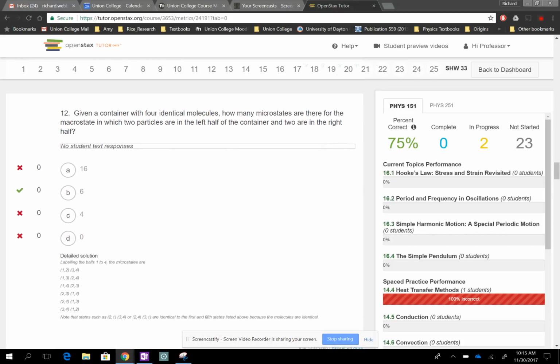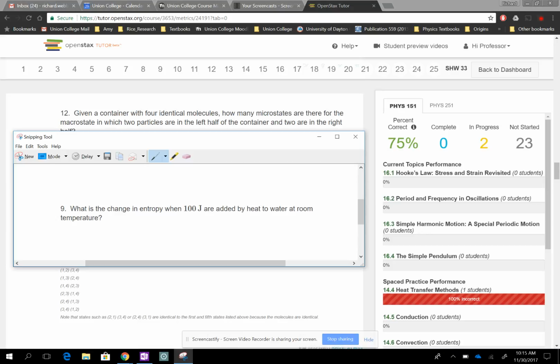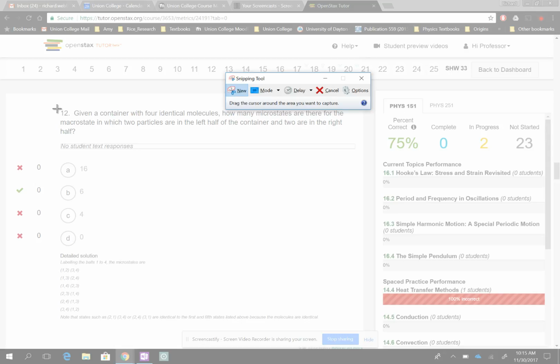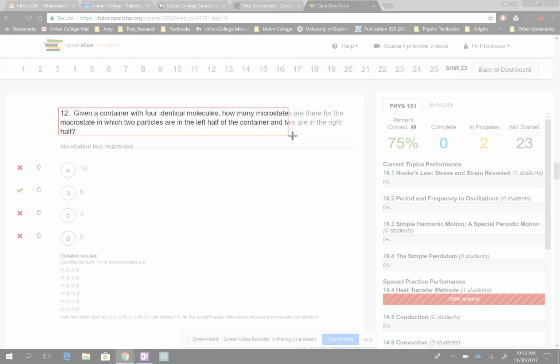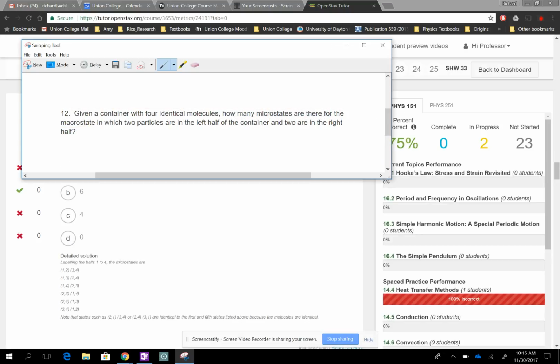Given a container with 4 identical molecules, how many microstates are there for the macrostate in which 2 particles are in the left half of the container and 2 are in the right? So let's look at that one. The reason for this question is primarily to make sure you understand what entropy is about.